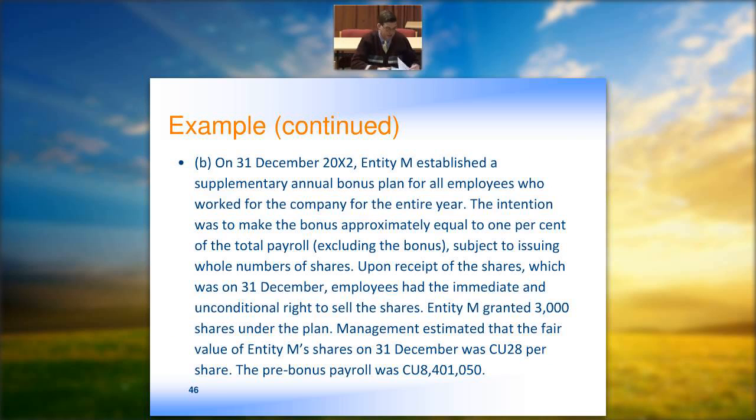Okay. So on the 31st of December, Entity M established a supplemental annual bonus plan for all employees who work for the company for the entire year. The intention was to make the bonus approximately equal to 1% of the total payroll, subject to issuing whole numbers of shares. So upon receipt of the shares, the employees had the immediate and unconditional right to sell the shares. They granted 3,000 shares under the plan. Management estimated that the fair value of the shares was 28 per share, and the pre-bonus payroll was 8.4 million. Again, it's quite simple.